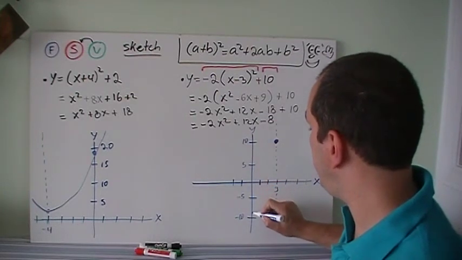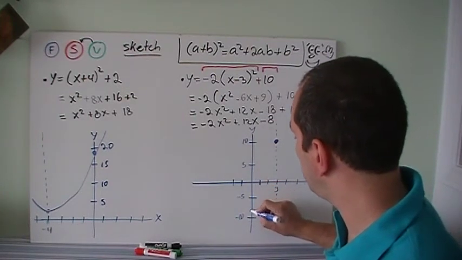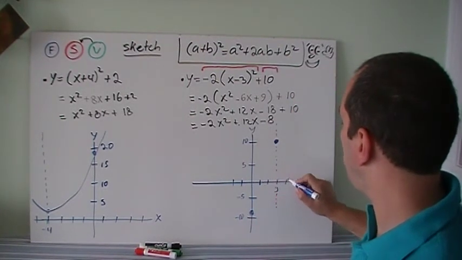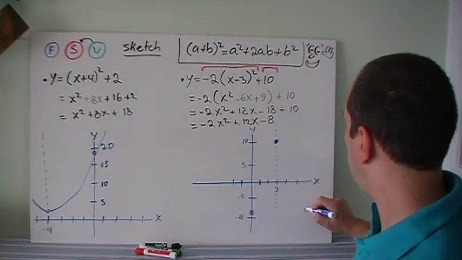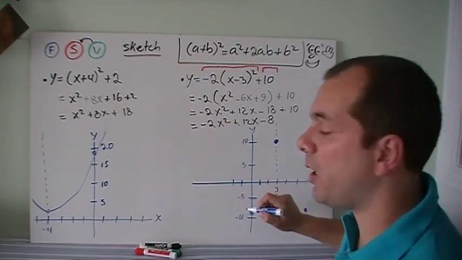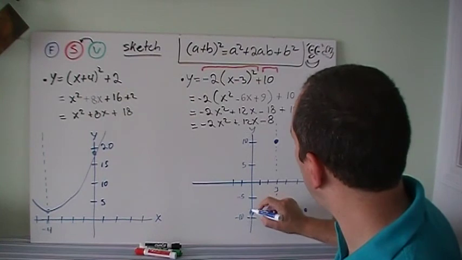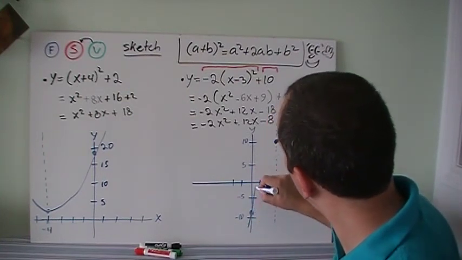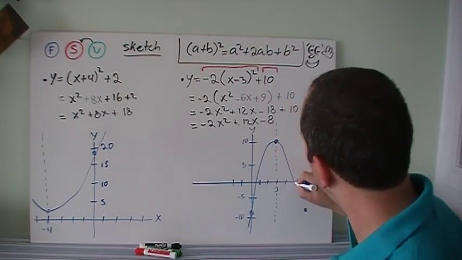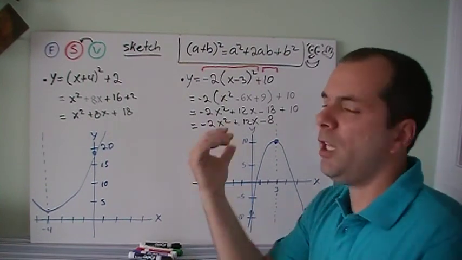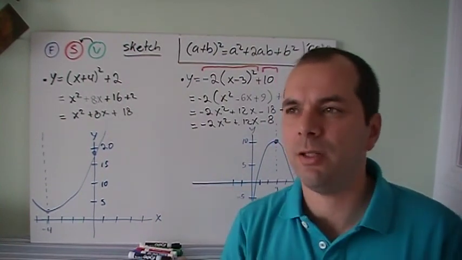So 0 and -8 would be somewhere around there. Now I know that because 1, 2, 3, 1, 2, 3, because that's the axis of symmetry, I should have another point, a mirror point over here. So our parabola will look something like this. Something like that.